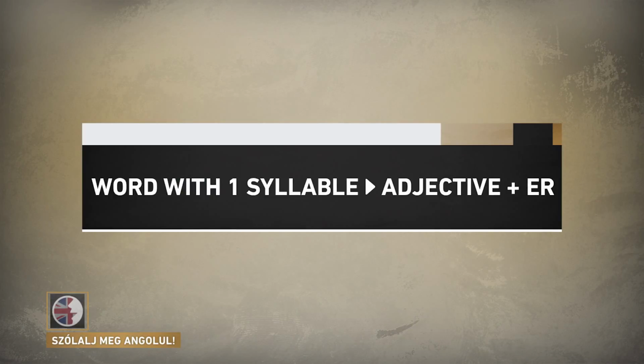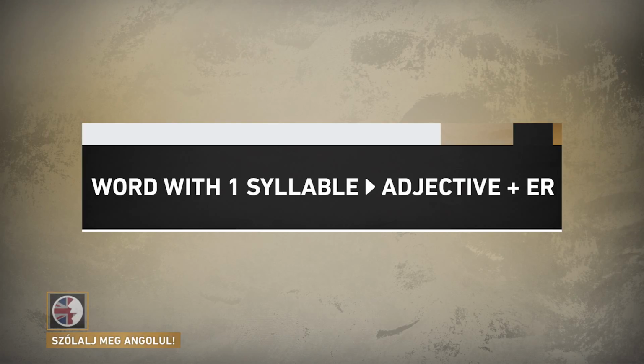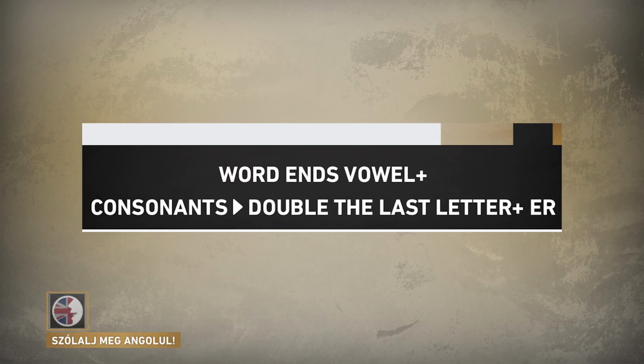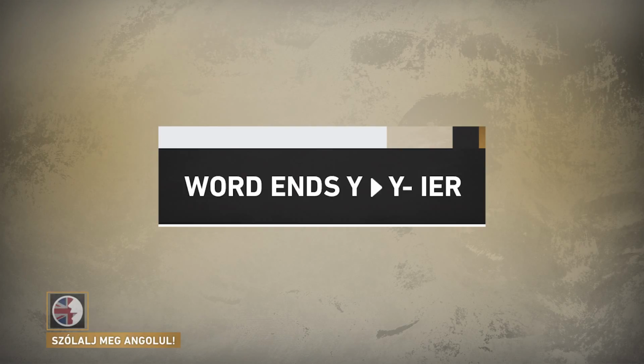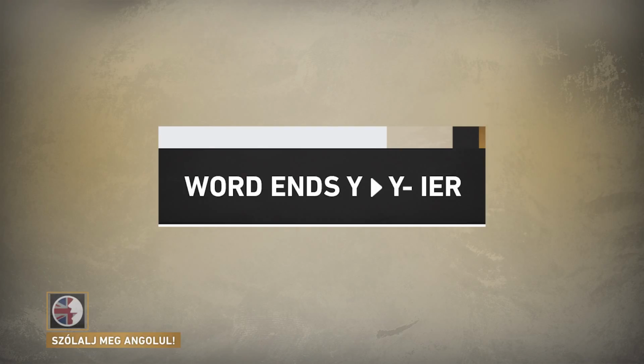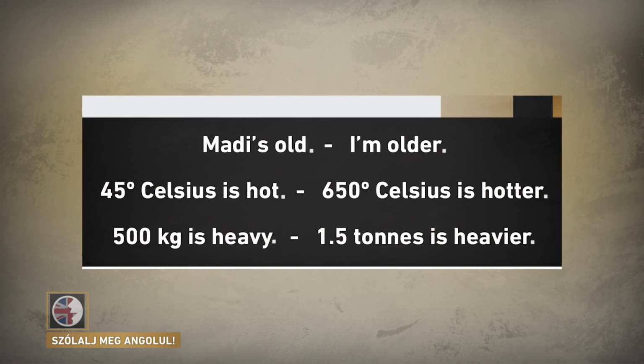What's the point? Well, the point is that for words with 1 syllable, we add ER. If the word ends in vowel plus consonant, then we double the last letter before adding ER. If the word ends in Y, we change the Y to IER. So, Modi's old, but I'm older. 45 degrees Celsius is hot, but 650 degrees Celsius is hotter. And 500 kilograms is heavy, but 1.5 tons is heavier.